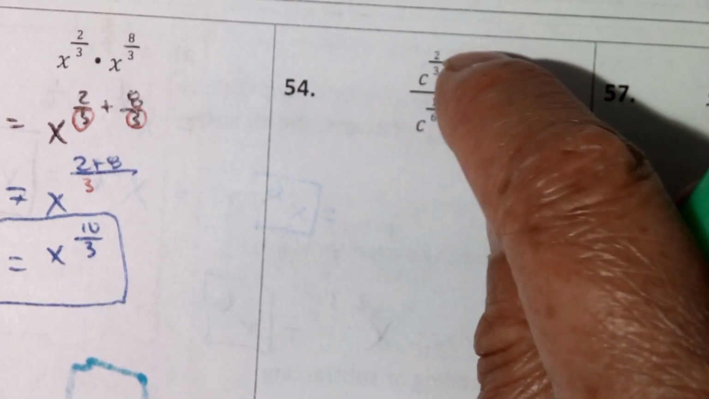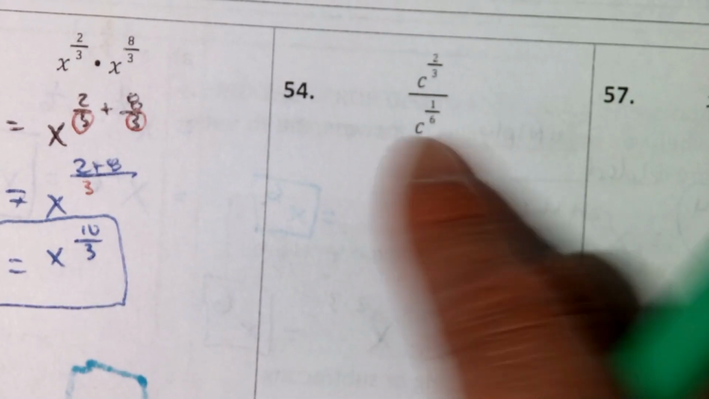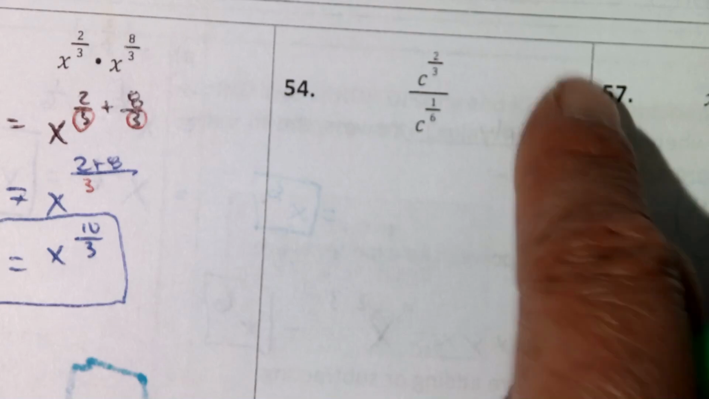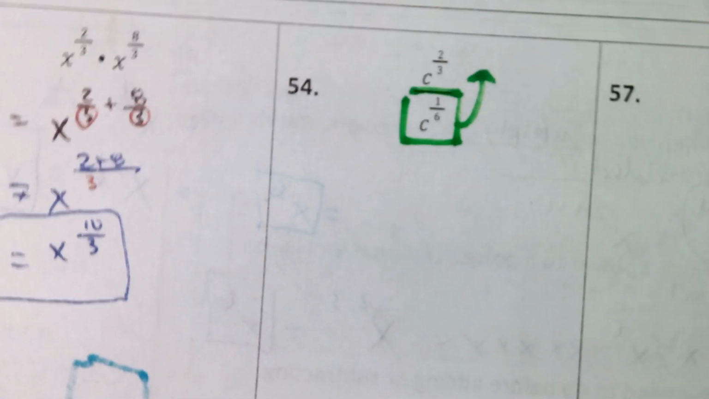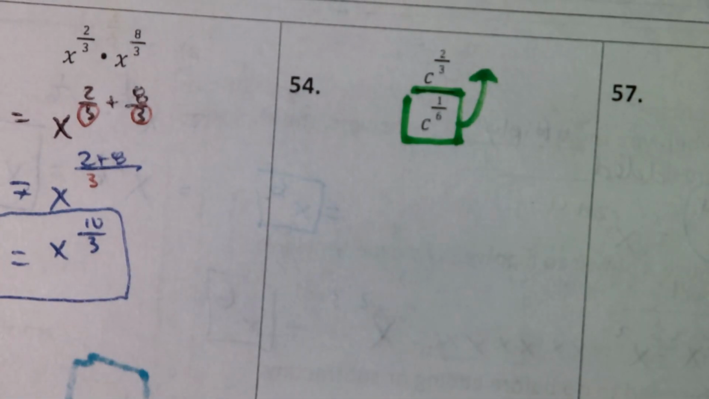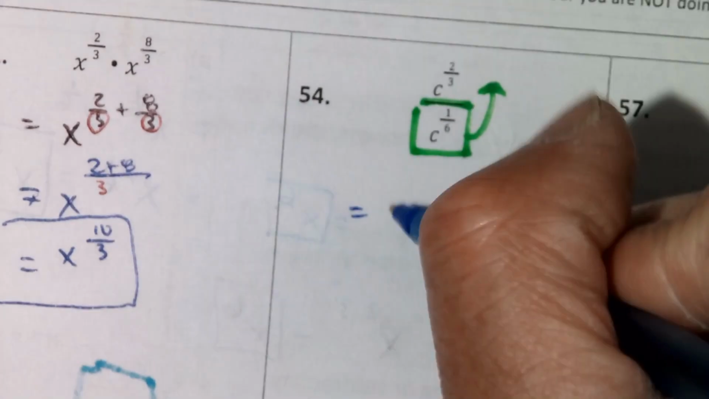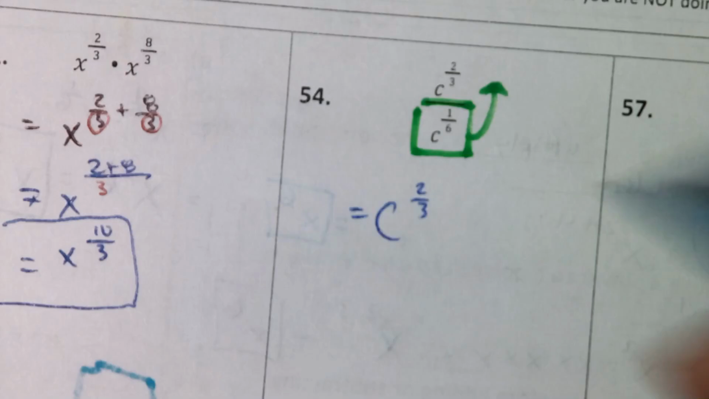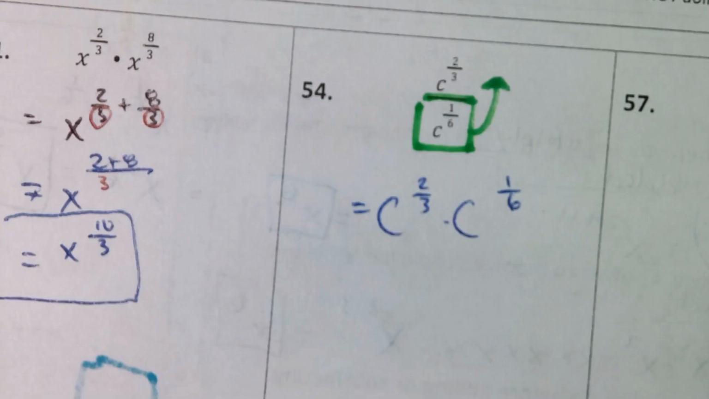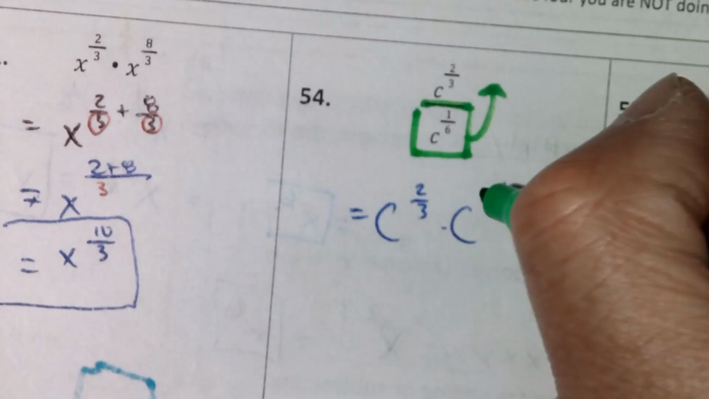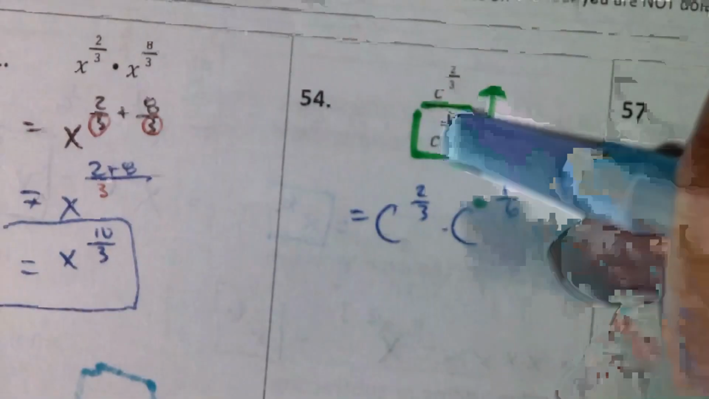Alright, question 54. We have a fractional exponent here. And I want to get them together. So maybe we move this. You can move that one up. Or, let's see what happens if we do that. If it goes up, we're going to have to do what with our fraction there? We're going to have to make it a negative. So c to the 2/3 and then c to the -1/6. Okay, we move it up. In this case, it's going to be a negative.